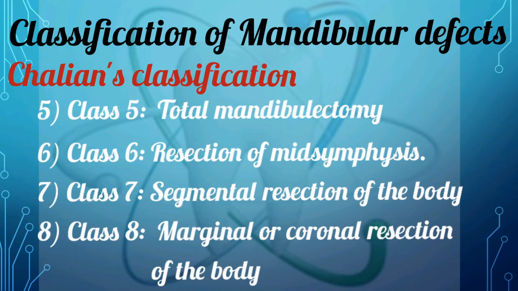Class 5 refers to the total mandibulectomy. Class 6 refers to the resection of the mid-symphysis. Class 7 refers to the segmental resection of the body. And class 8 refers to the marginal or coronal resection of the body.